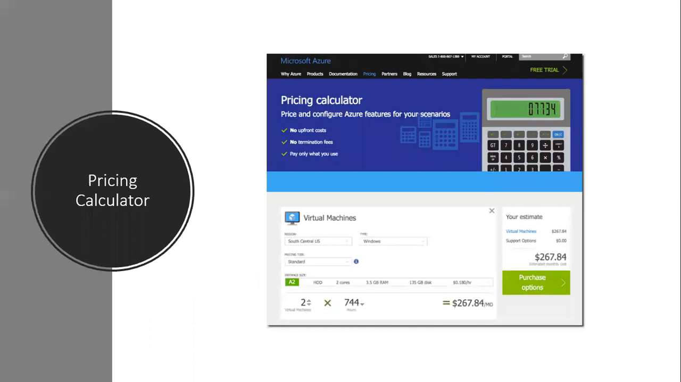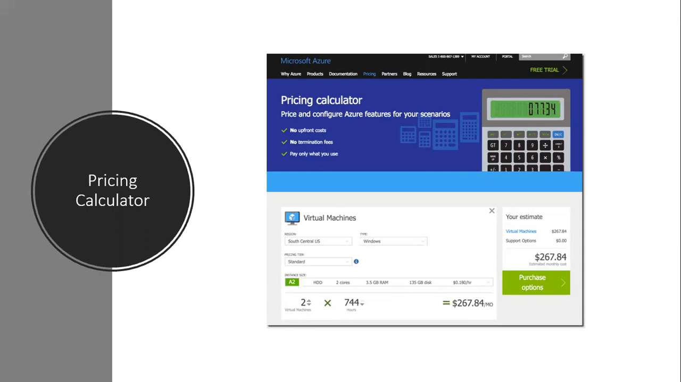Okay, so the final topic would be the pricing calculator. The pricing calculator is a very important topic. It is a recent launch provided by Microsoft Azure. The pricing calculator helps us analyze the cost of resources that are going to be used, and with it we can get the exact pricing amount.